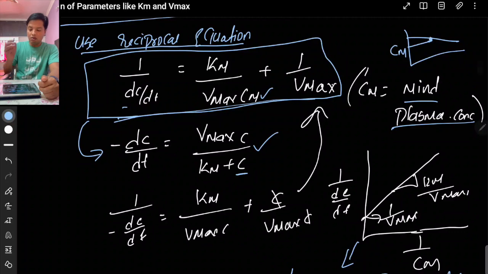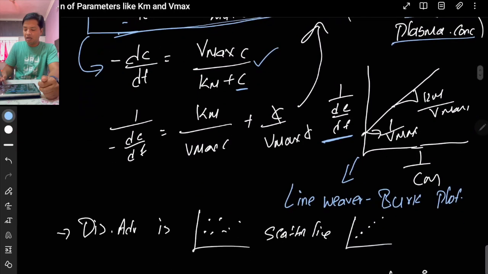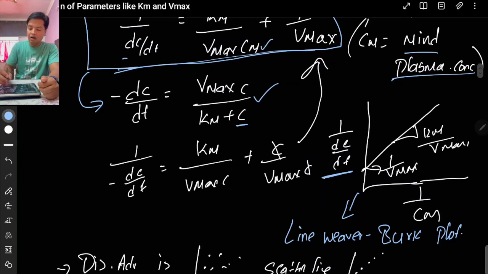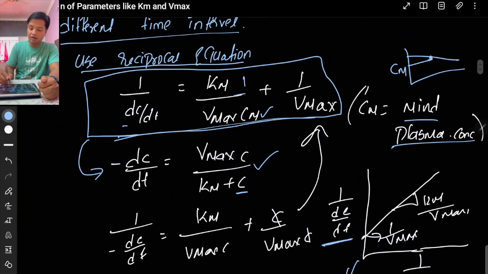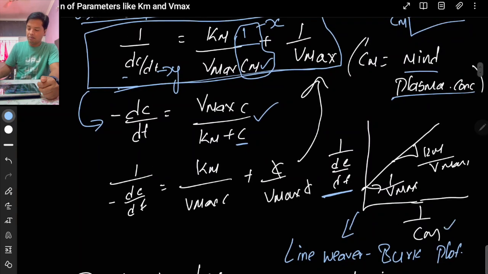Now draw a plot for the reciprocal equation. Take 1 by dC/dt on the y-axis and 1 by Cm on the x-axis. Because we have a positive sign here, we will get a straight line, a positive straight line.